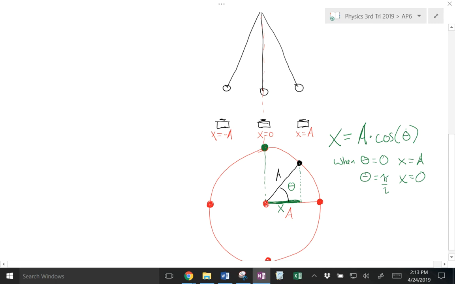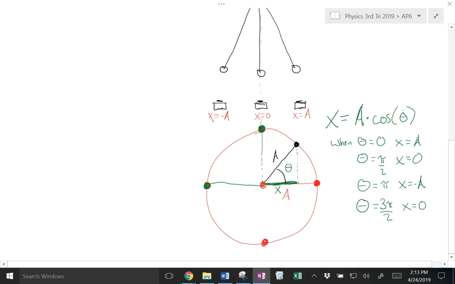So when theta is pi over 2, x is 0. Now when theta is pi, cosine of pi would be -1, so we get x is equal to -a. And when theta is 3 pi over 2, x is again equal to 0. So at those various positions, that's how we calculate the horizontal projection of the shadow or of the circular motion.